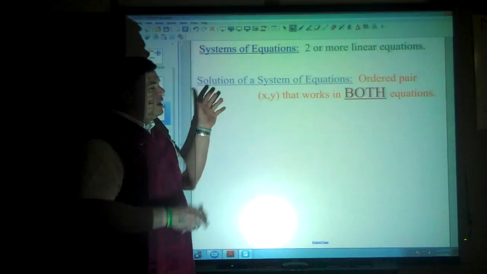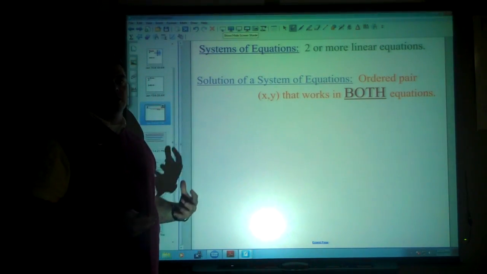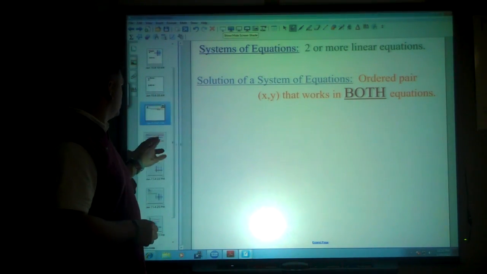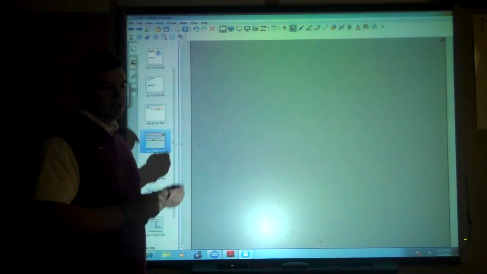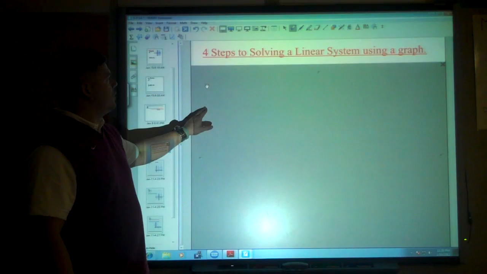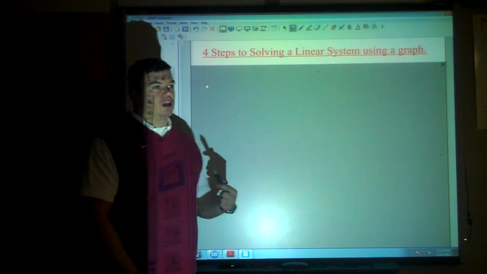Alright? And it sounds daunting because you're like, man, there's so many possibilities, but it really isn't that bad once you know some of the key things. So here are some steps that we can use. This is one method that we're going to especially kind of focus on right now. The 4 steps to solving a linear system by using a graph.